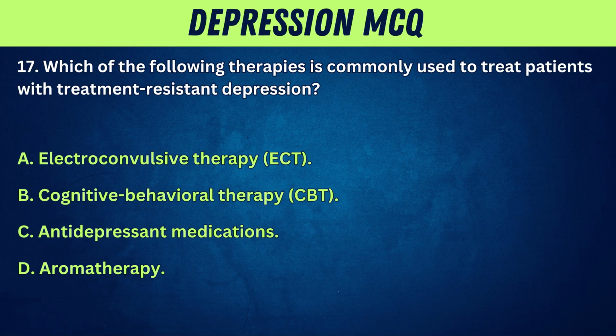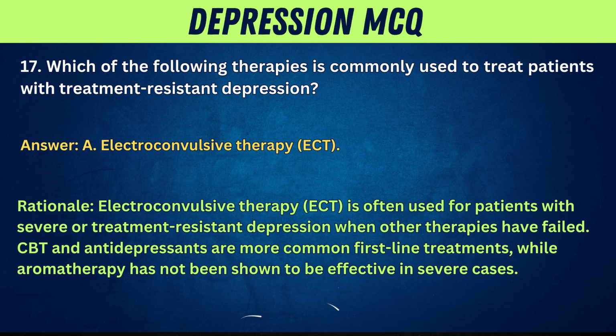17. Which of the following therapies is commonly used to treat patients with treatment-resistant depression? A. Electroconvulsive therapy, ECT. B. Cognitive behavioral therapy, CBT. C. Antidepressant medications. D. Aromatherapy. Answer: A.